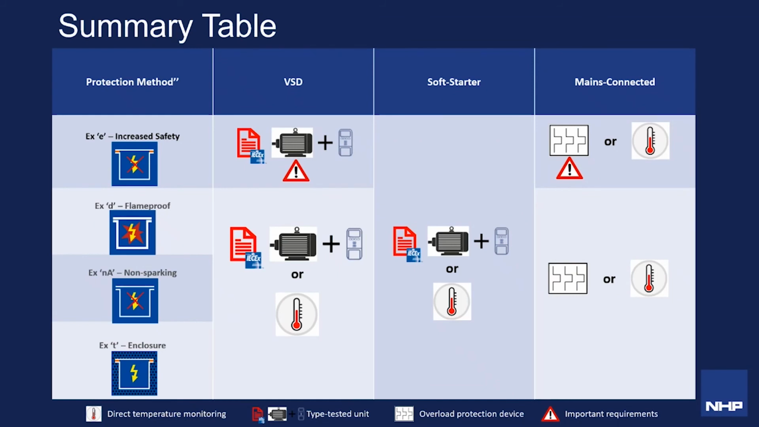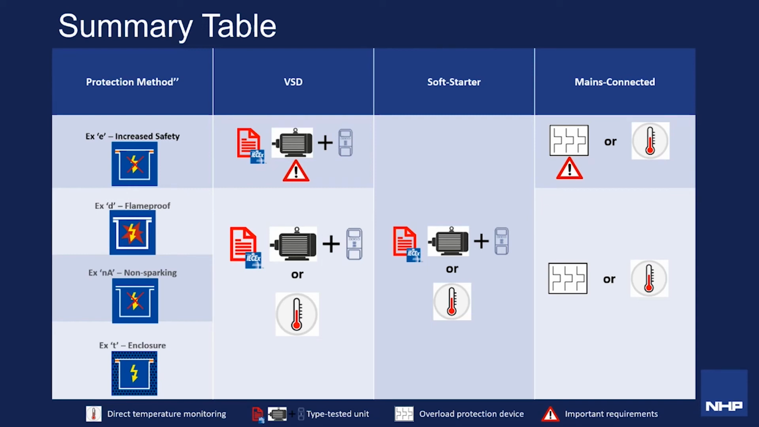All right, so now it can be difficult to remember all of this, and if you were to just have these statements from the standards, it's a bit hard to remember. So we've created a summary table here, which is easier to understand in its visual representation. But just reading across, if we're using an EXE protected motor, and we're using a variable speed drive for control, we need to use a type tested VSD.